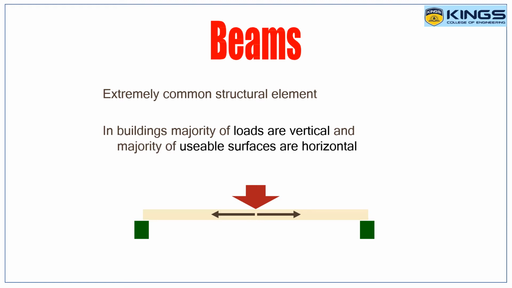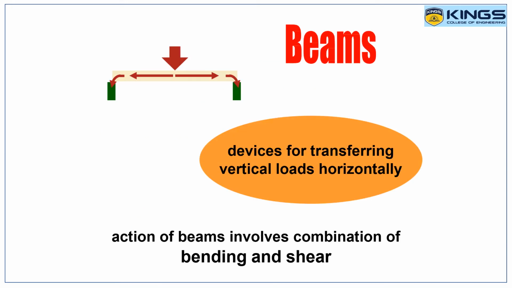In buildings, the majority of loads are vertical and the majority of usable surfaces are horizontal. So these beams are transferring vertical loads horizontally. That is the thing these beams are doing. So the action of beams involves a combination of bending and shear, as already said.